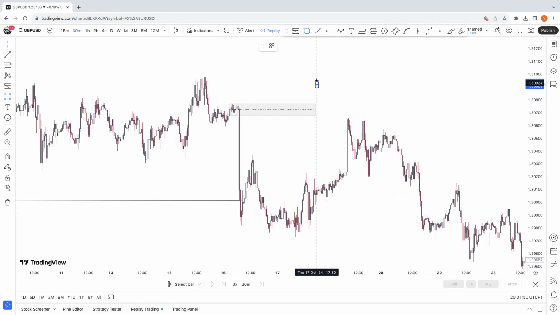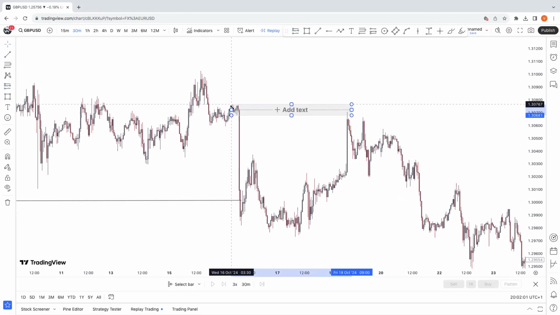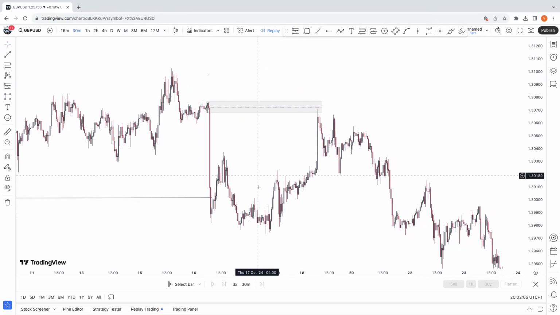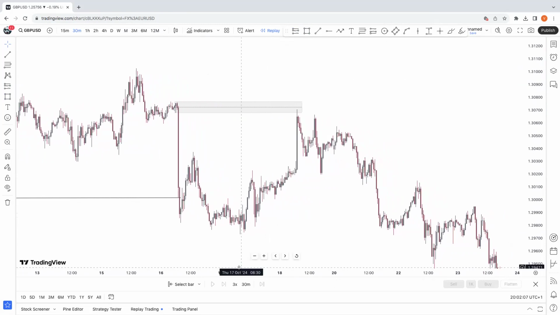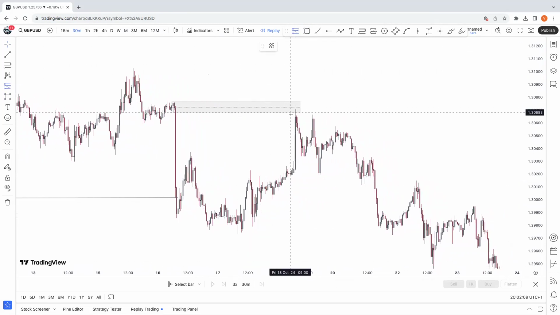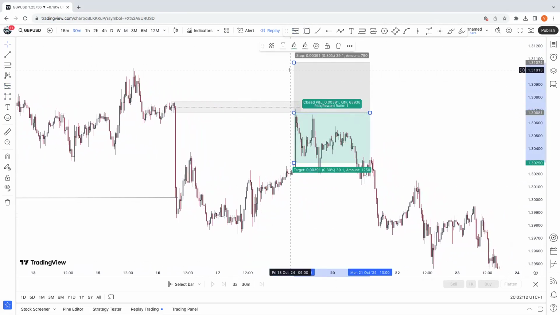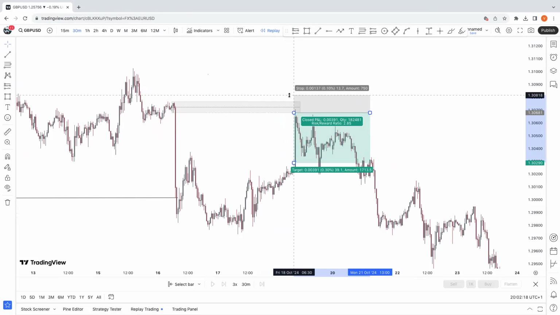So what we are going to do, since we are not using the replay button, we're just going to do it manually, right? So we're going to place our sell. We are going to mark out this supply zone here, and this supply zone here. And then we're going to place our sell entry right at the tip of this candle and a little bit above the high, right?